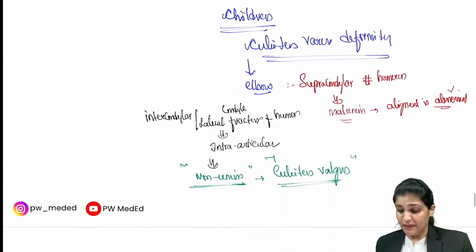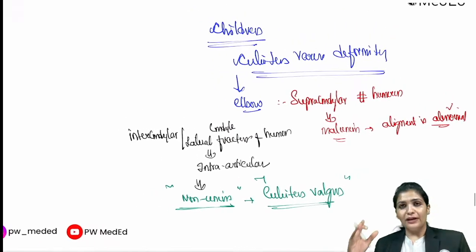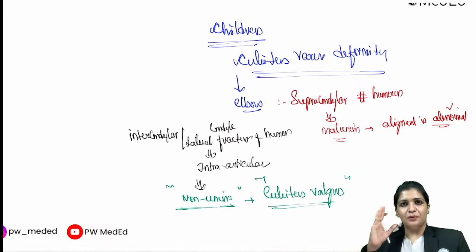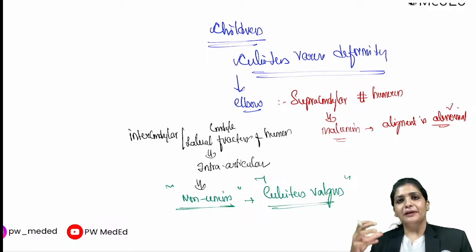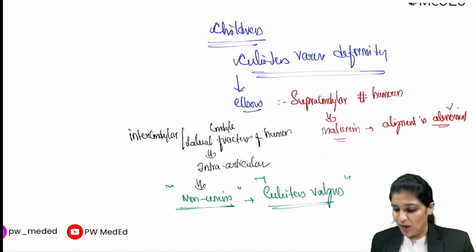And coming to this particular topic, the supracondylar, you have to always remember that the supracondylar will go into malunion because the union will be there, but if the fracture treatment is not done appropriately, it will go into cubitus varus deformity.